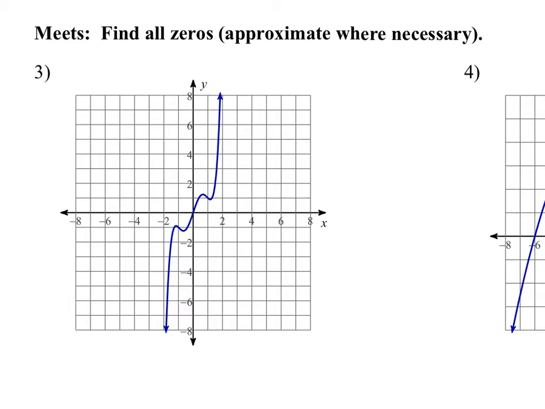So all we can go by is this graph. It says find all zeros, and so it looks like there's only one, and it's at 0. So the zero is 0. Let's scoot over here.